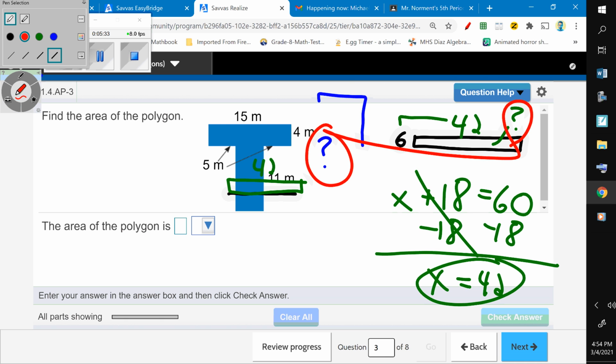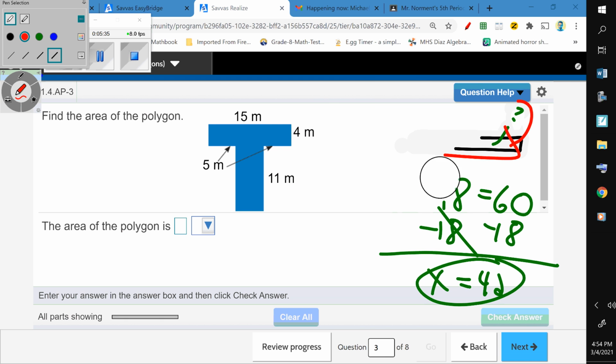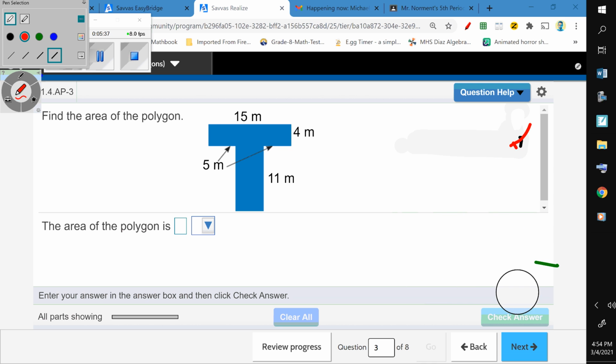Hope that was helpful. All right, this one's not too dissimilar, which means it's pretty similar. Two rectangles. Let me do one here. That's 15 across. That's 4. Well, that's easy. Multiply those two, and you get your area for that.